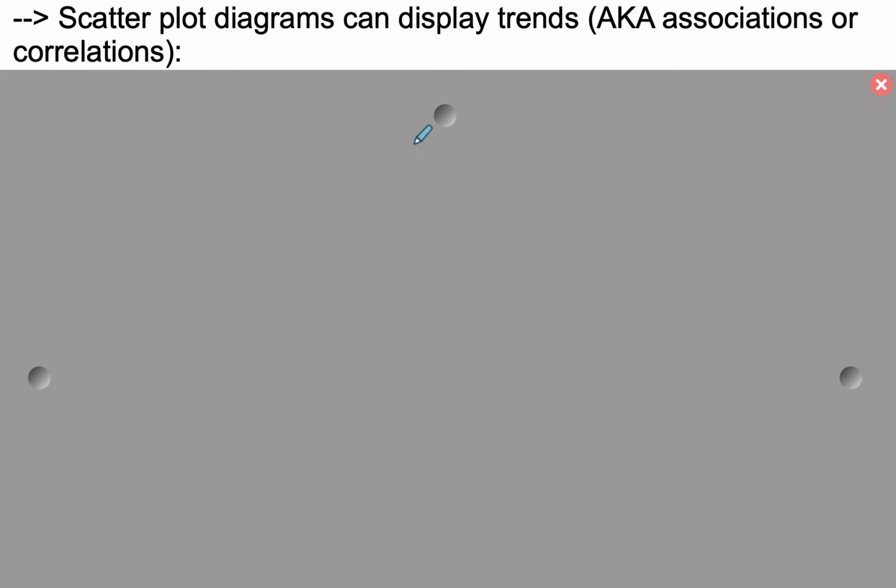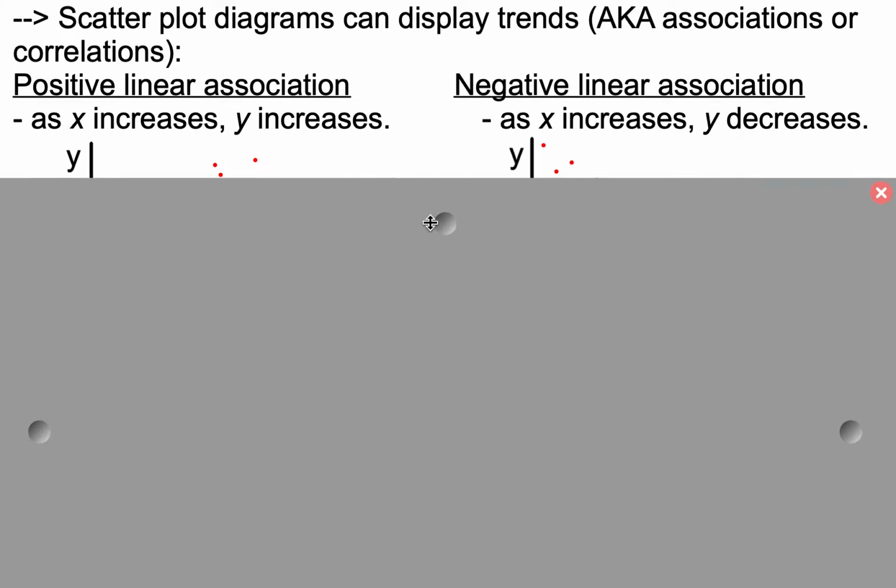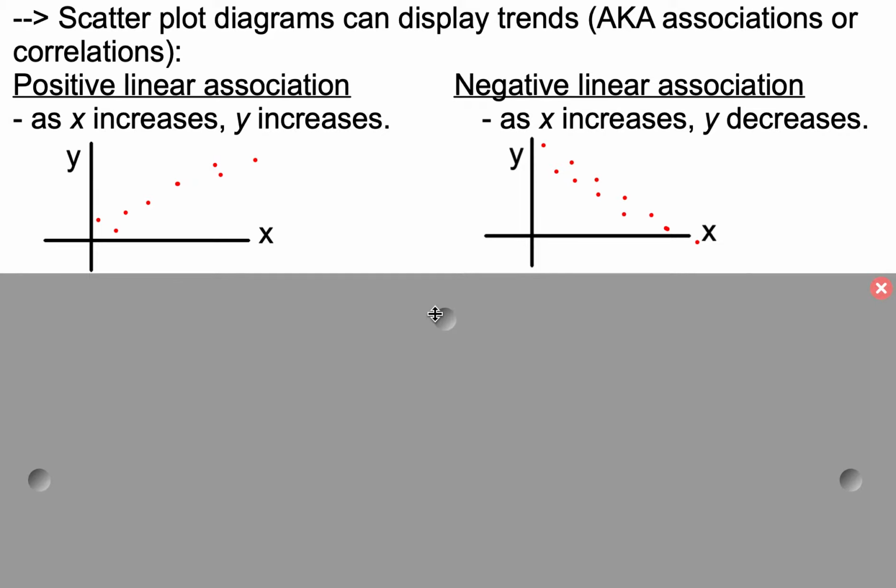Scatterplot diagrams can display trends, also known as associations or correlations. So the two most common types, you've got your positive linear association. As x increases, y increases too. And you notice that the bigger values of x correspond with bigger values of y. And if you were to draw a line that tends to go close to most of these dots, it would have a positive slope. That's kind of why it's called positive association.